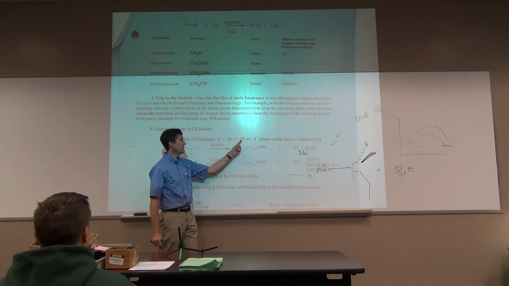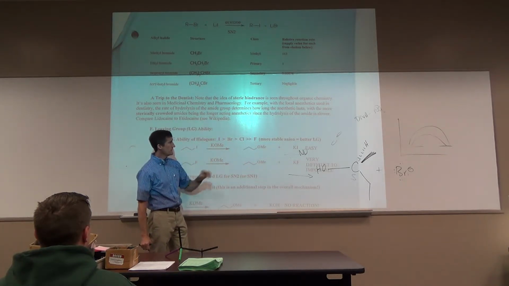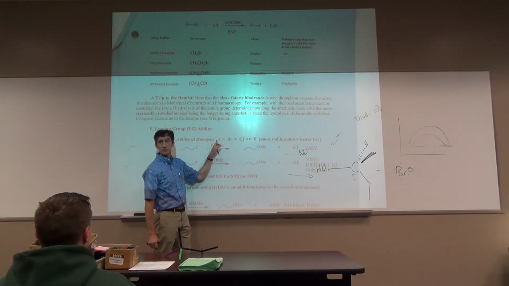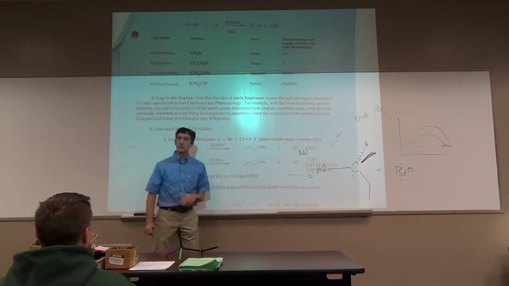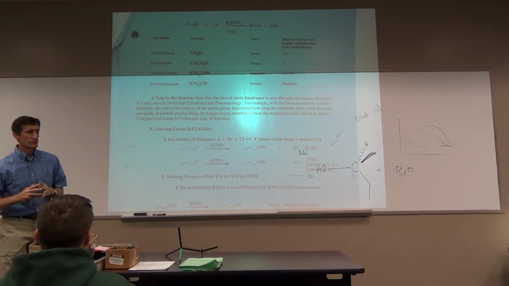The leaving groupability. We said halogens were better, but we said iodine is a better leaving group than bromine, that's better than chlorine, and that's way better than fluorine. Typically, we only use these three as leaving groups in this chemistry. Rarely do you see F being the leaving group.